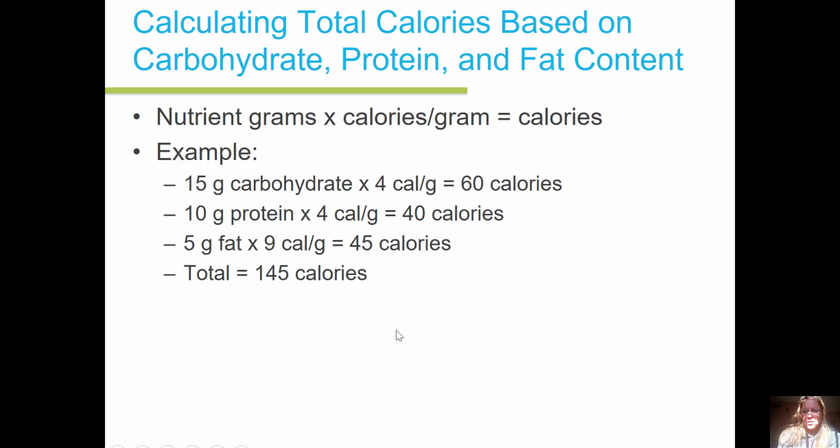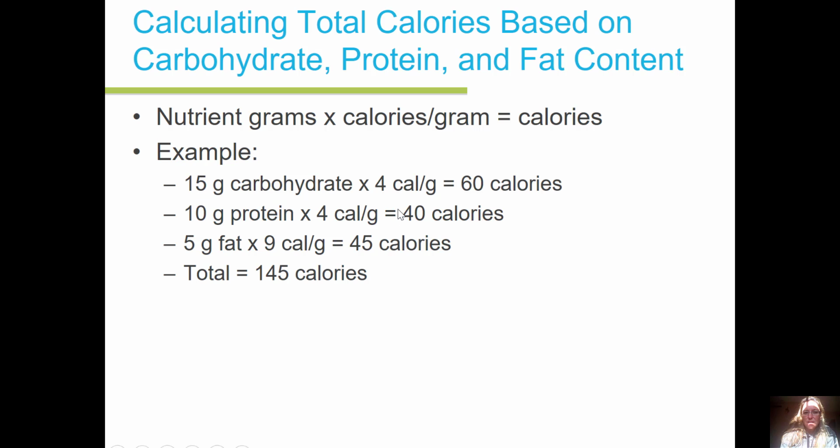Now let's do some calculations. What I want you to understand is how to change grams into calories, because when we look at our food labels, it always tells you how many grams are in different food items. Okay, how many grams of carbohydrate, protein, fat. The simple way to change grams into calories is, if it's a carbohydrate, you multiply by 4, because we know carbs have 4 calories per gram, so that changes grams into calories.